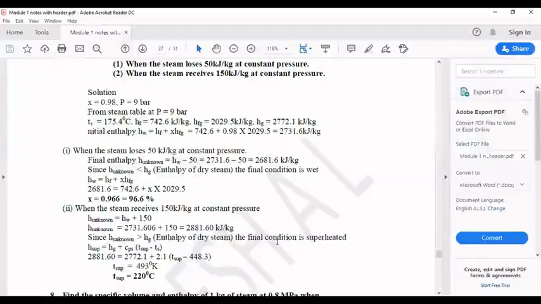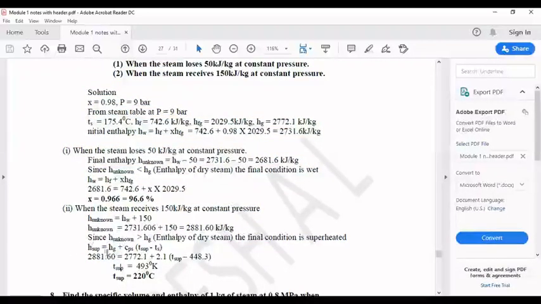But what they asked for is quality. So quality is nothing but, if it is a wet steam, you have to find out X. That is a quality. If it is a superheated steam, you have to find out the temperature of superheated steam. That is a quality. So in this case, you identify that it is a superheated steam. That is a condition. Now you should find out what is the quality. Quality is nothing but temperature.